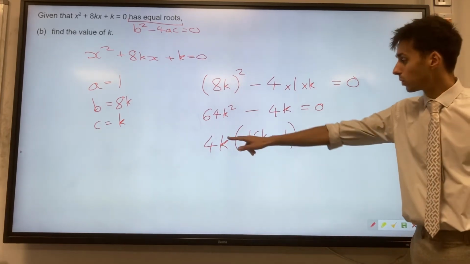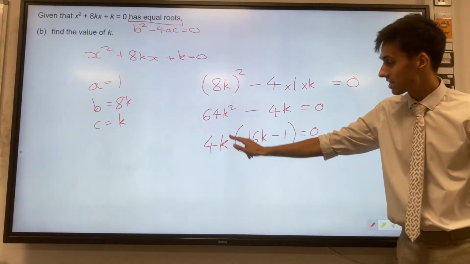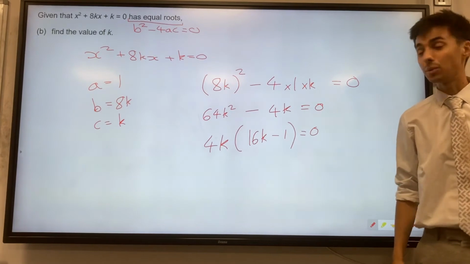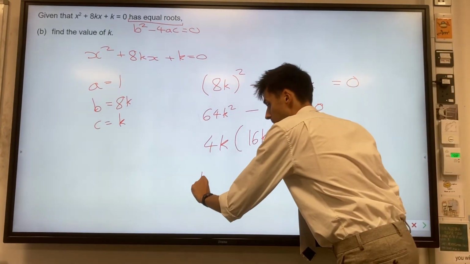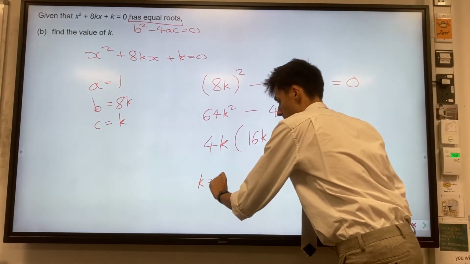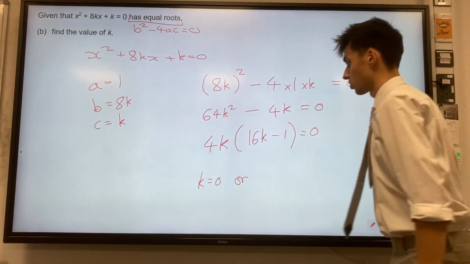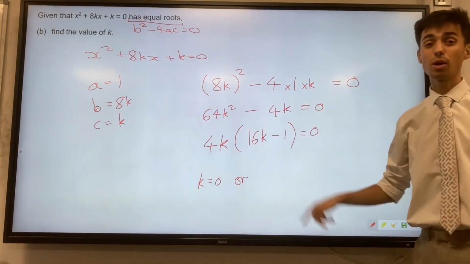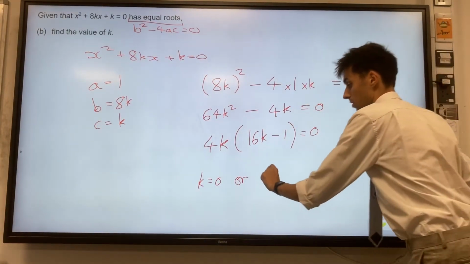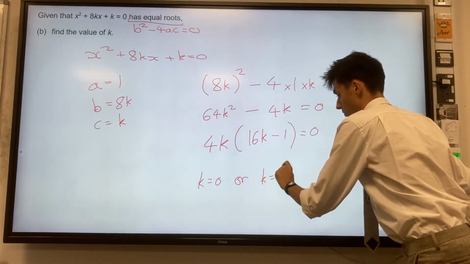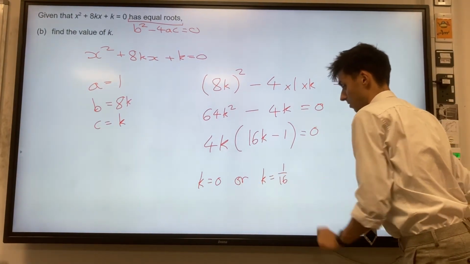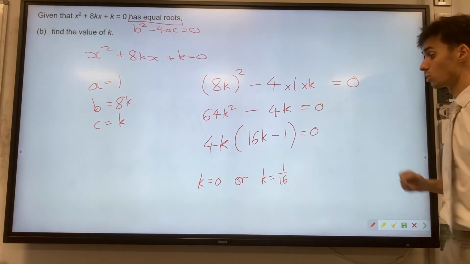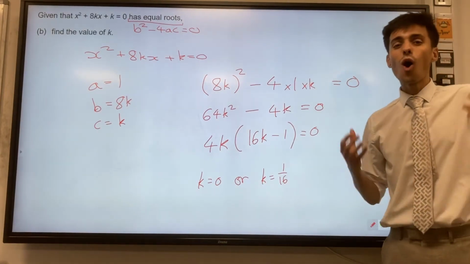This part, well, if 4k itself could equal 0, that would give us k equals 0. Or the other solution is if 16k minus 1 equals 0. So that would mean k equals 1/16. There are two solutions for k, or are there?